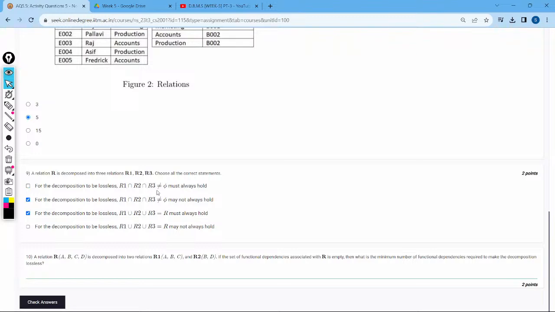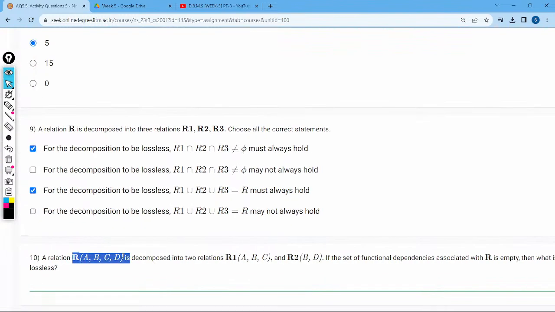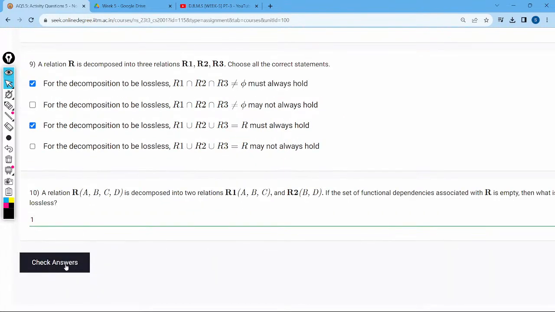It is quite easy, right? Usually they provide us with R and F. This time they are saying that F is a null set. What they are asking is how many elements to add in F to make the decomposition lossless. To do that you must be able to cover all of this. I think only one relation would be enough, because they are asking for the minimum. The minimum would be one. Let's check.